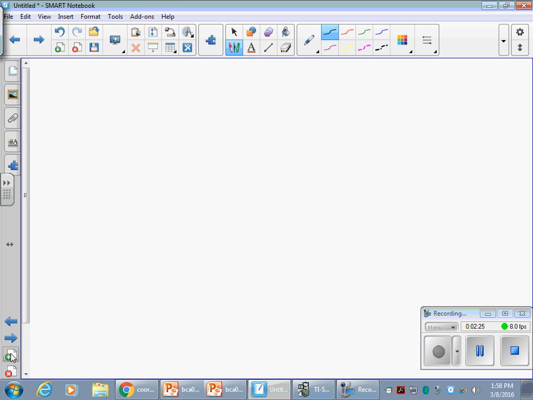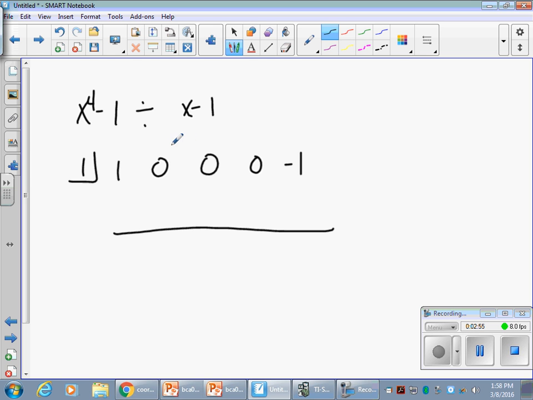What if I had to do x to the 4th minus 1 divided by x minus 1. Okay, on the outside I'm going to put a 1 because that's the 0 of this factor. If I have x to the 4th minus 1, that's 1x to the 4th. I don't have an x cubed, so I'm going to put a 0 there. I don't have an x squared, so I'm going to put a 0 there. I don't have an x, so I'm going to put a 0 there. And then I have a negative 1 for my constant. So I actually have to put in 3 zeros to hold x cubed, x squared, x, and then I have a negative 1.